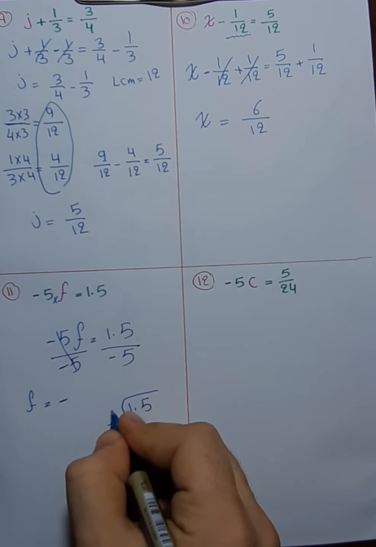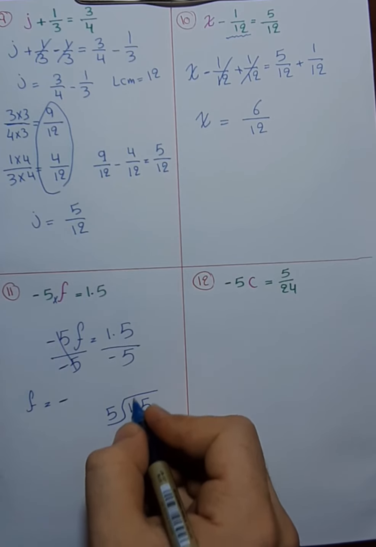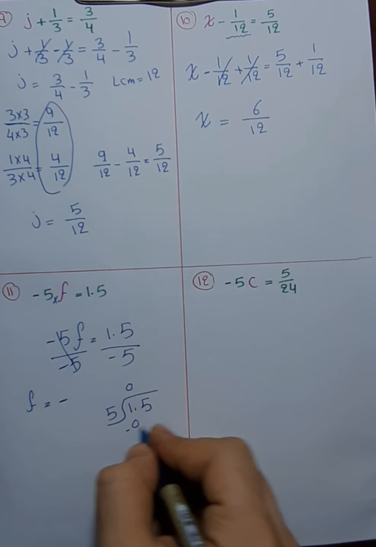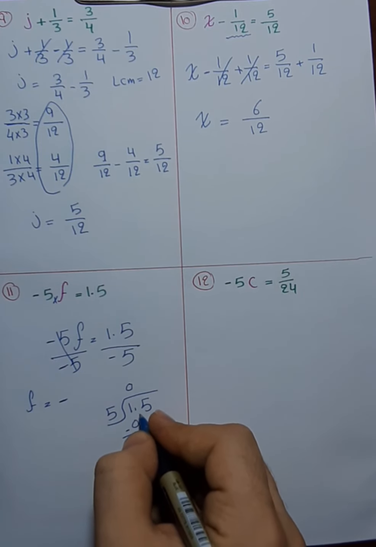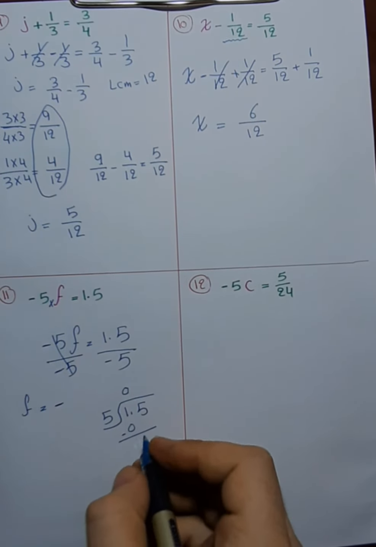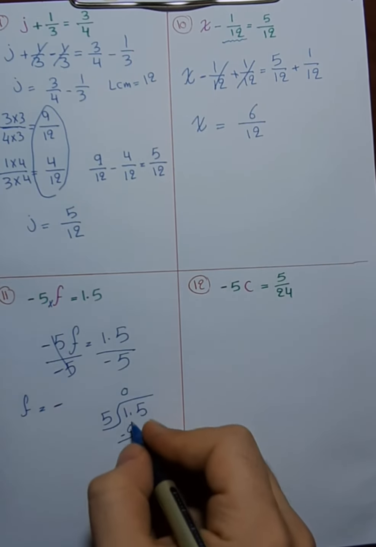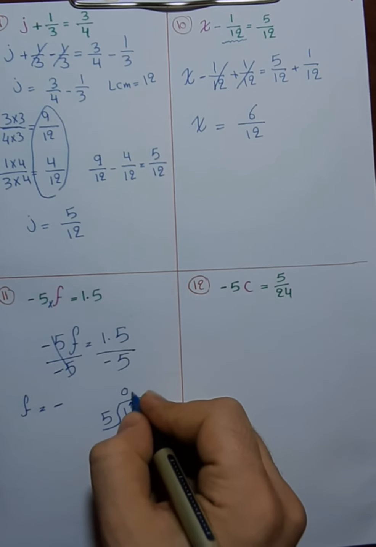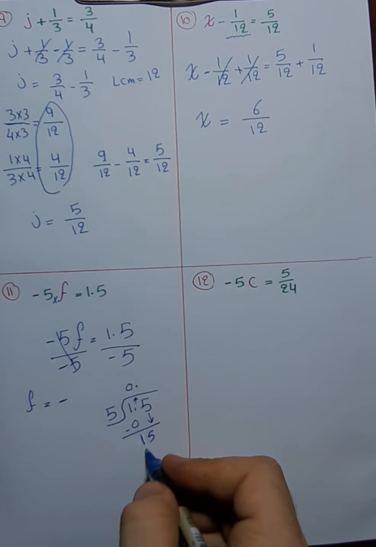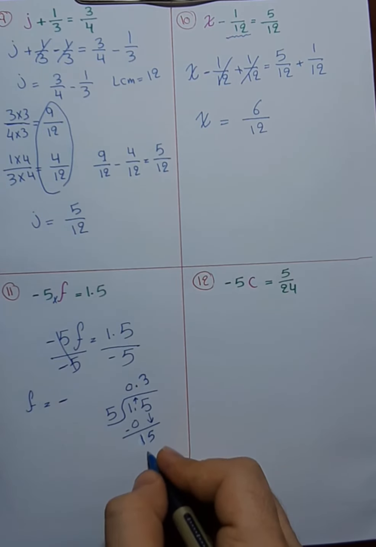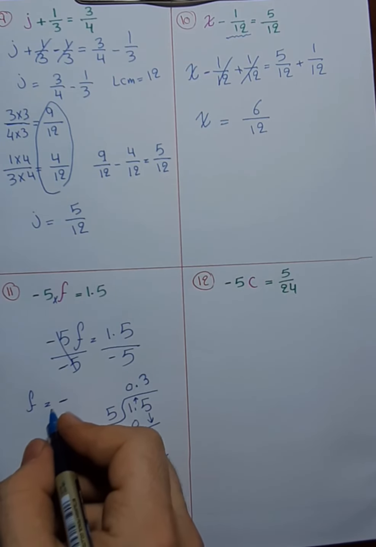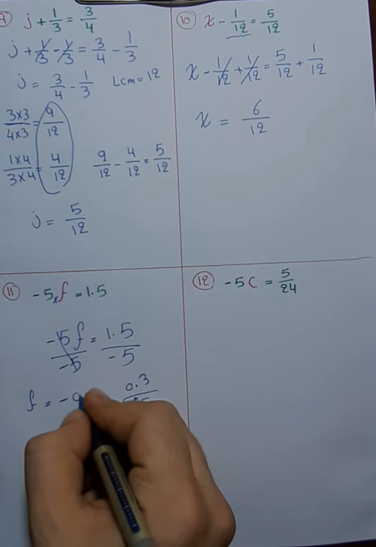1.5 divided by 5. How many 5s are in 1? We don't have any. You have to write 0 in the quotient. 0 times 5 equal to 0. 1 minus 0 equal to 1. And write a decimal point in the quotient and bring down 5. How many 5s are in 15? You have 3. 3 times 5 equal to 15. So F equal to negative 0.3.